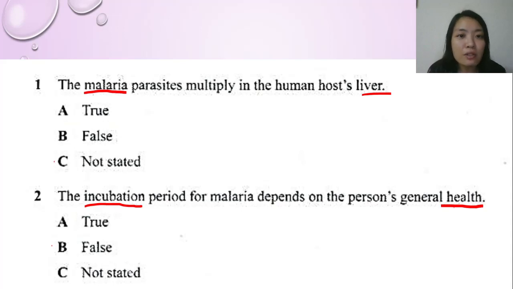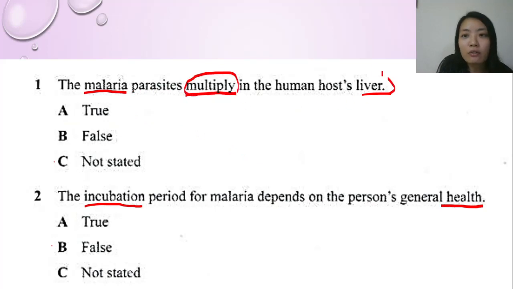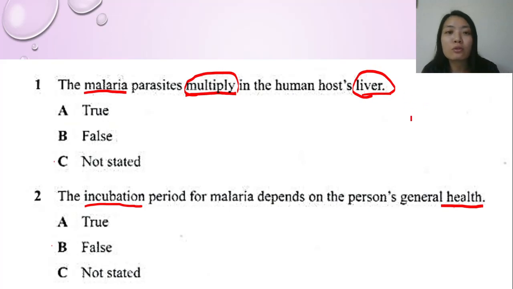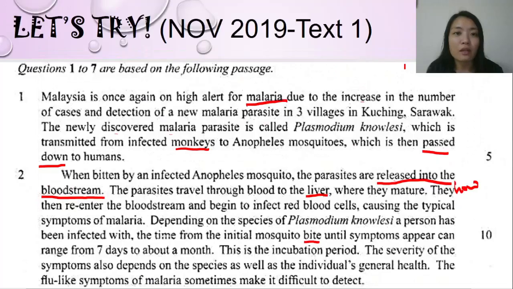The malaria parasites multiply in the human host liver. Okay, so the keyword here is malaria parasites, and then you have multiply in the liver. So you have multiply, and then you have liver. If you remember my tips to you earlier, I asked you to look for the idea that is related to the question, isn't it? So the idea here is that it multiplies in the liver. So let's go back to the text. You want to look for the idea of liver and multiply.